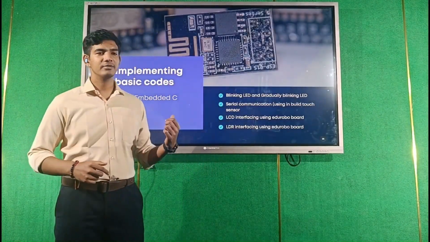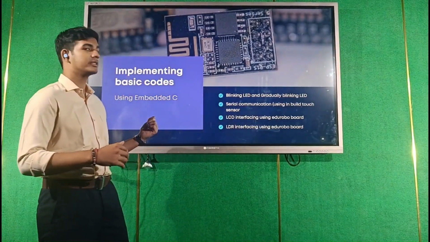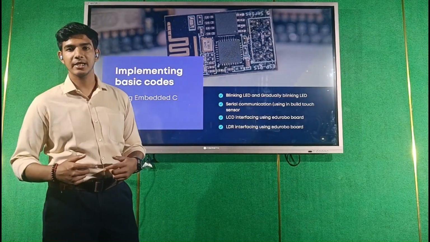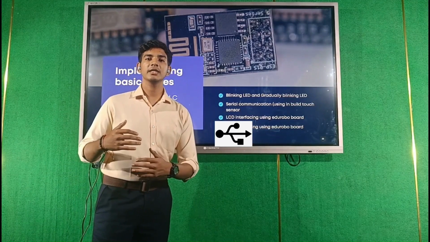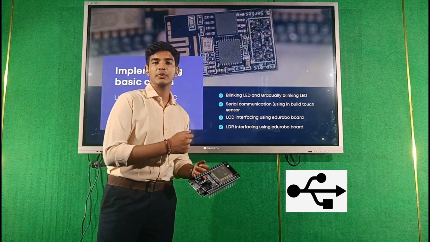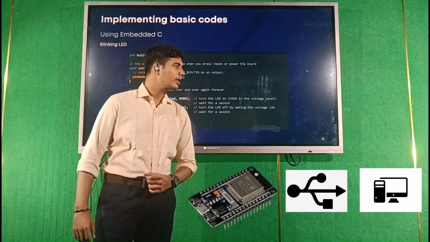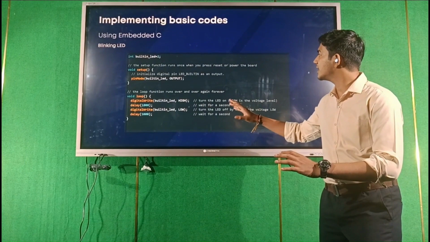Today we are going to have some basic idea about how we are going to code in embedded C language, and for that we are going to take some examples like blinking LED, gradual blinking in LED, and then how we can serially communicate with our developing board and our operating system like desktop or anything. So first let's have an example of LED blinking.